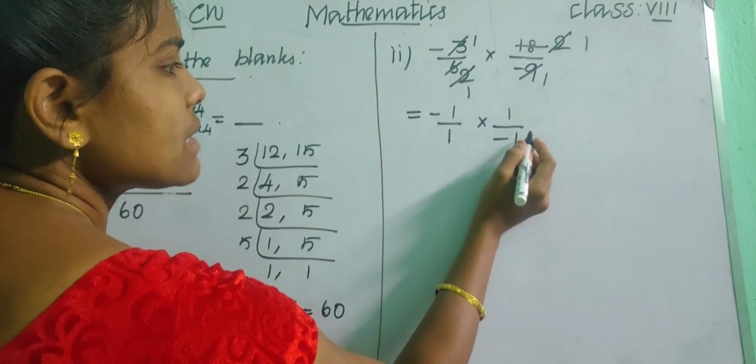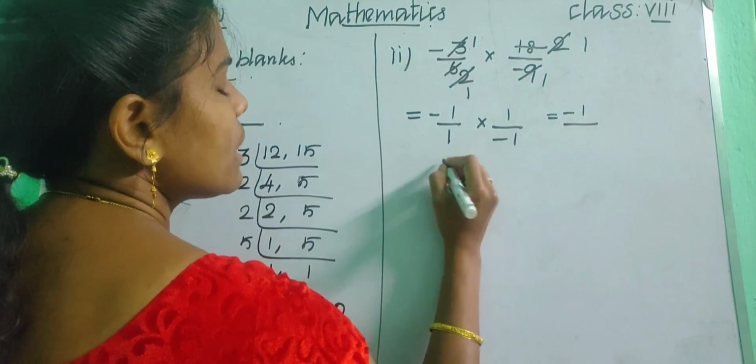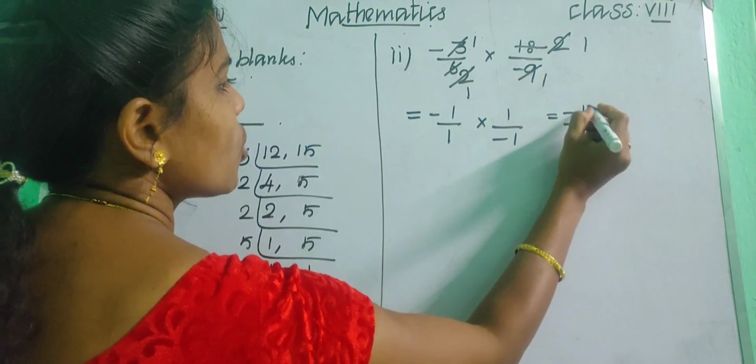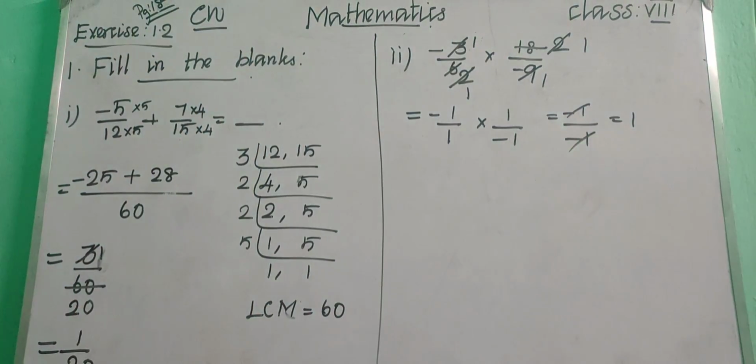So what is the answer? 1 into 1, minus 1 into 1, minus 1. 1 into minus 1, again minus 1. So minus 1 and minus 1, so we will get 1. The answer is 1. You can copy this in your notebook. Write the second fill in the blanks question, and after that write the answer, okay children.